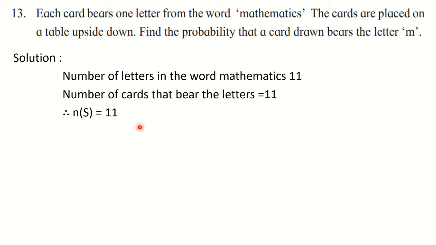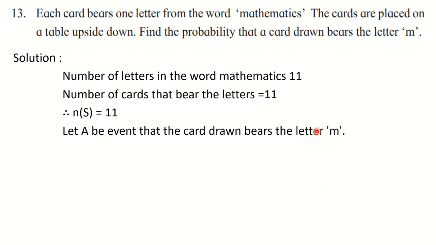So here the total number of letters is 11. Again, as I have said, M is repeated, so we cannot write down the set for the event A. We have to directly write the number of sample points only. Let A be the event that the card bears a letter M. So how many cards are there with letter M? Since letter M appears twice, we will have 2 cards. So there are 2 cards with letter M, and therefore the number of sample points in this event, that means n(A), is equal to 2.